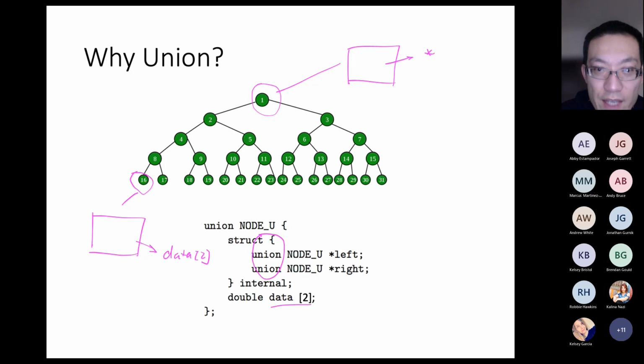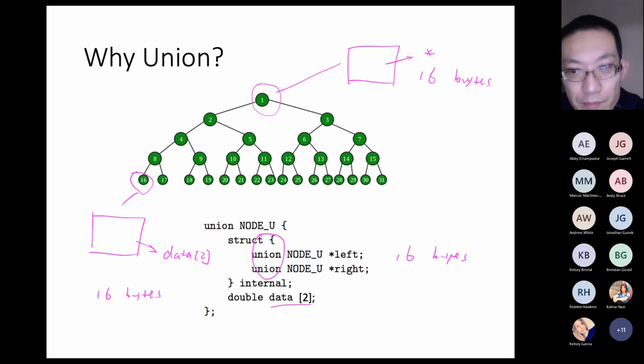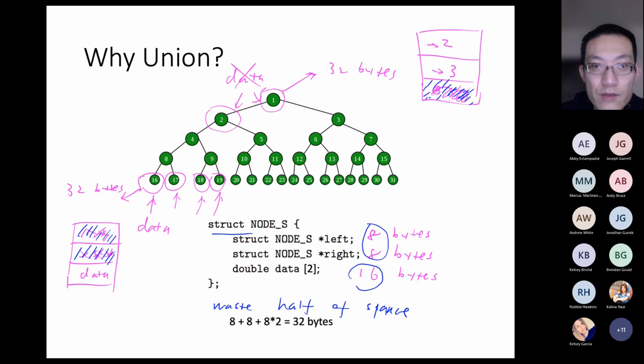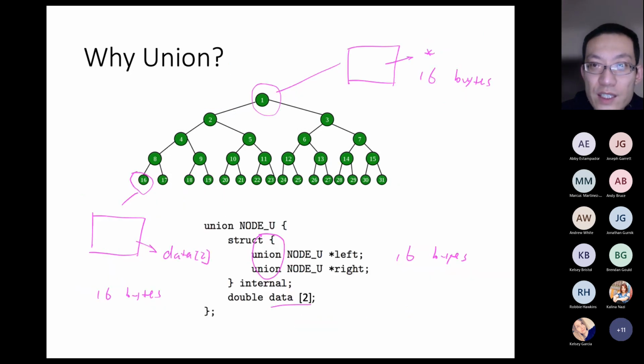And if you look at the size of this union, it is 16 bytes. So we would just need 16 bytes to denote node 1, and another 16 bytes to denote node 16. So you can see the difference. Here we need 32 bytes to denote a node, no matter whether it's a node having children or not. Here we just need 16 bytes. So we save half of the space when we use union.